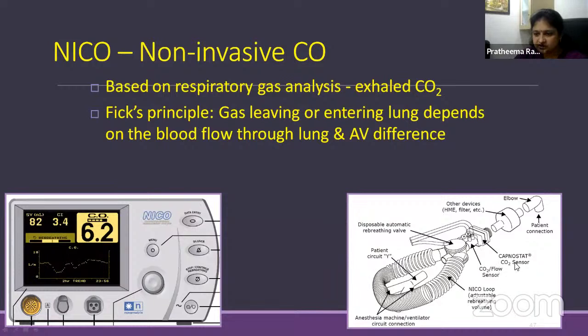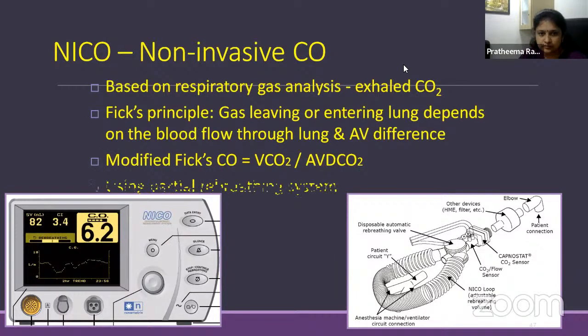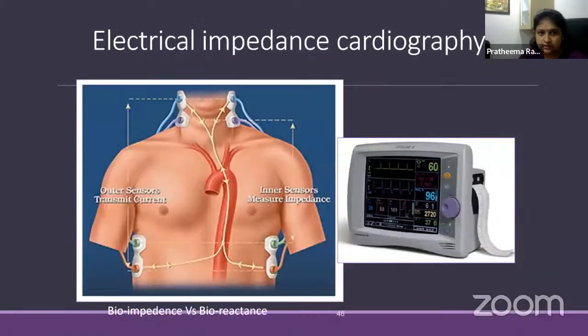So we can look at the monitor and find out how it is. And this is the capnostat, the carbon dioxide sensor. And this is the rebreathing valve. So we know that there is a NICO loop and this is adjusted. We have a monitor fitted here with a cable which goes to the monitor, and numbers are displayed there. NICO is non-invasive cardiac output monitoring. The calculations are done in this partial rebreathing system and displayed as numbers.